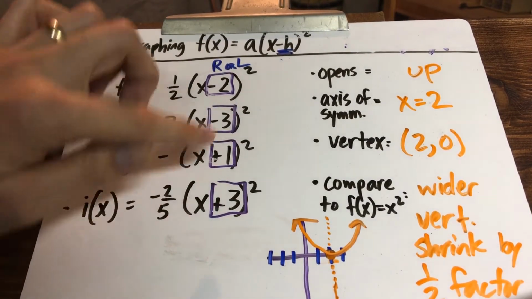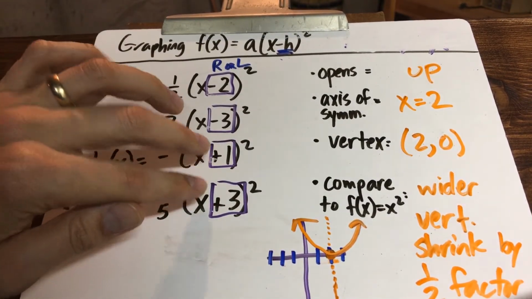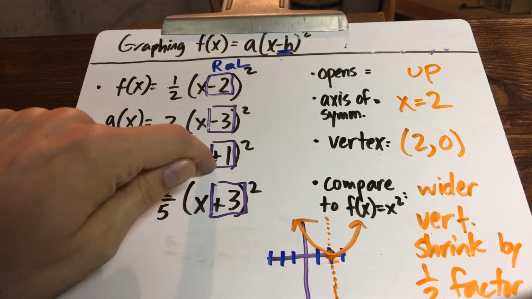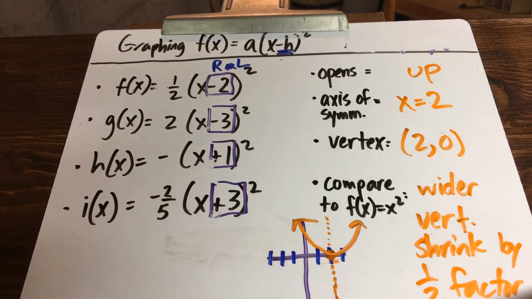And these down here that have plus signs, it's going to be going to the left. And so this is actually going to be 1 to the left. This is going to be 3 to the left. +5 would be 5 to the left. +2 would be 2 to the left. +10 would be 10 to the left.